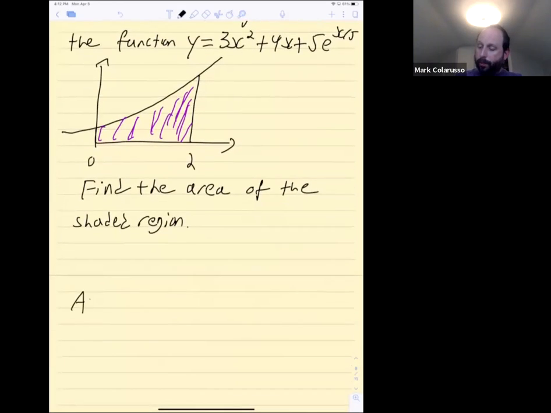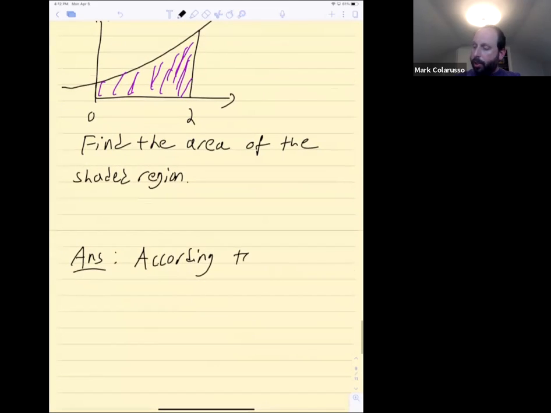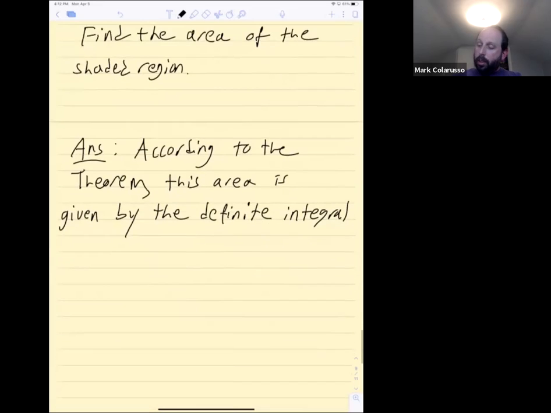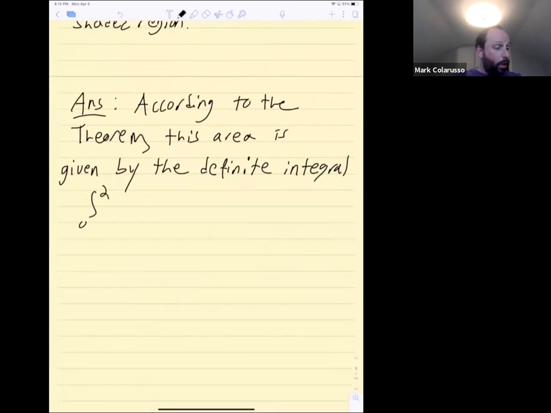So here's the answer. According to the theorem, this area is given by the definite integral from 0 to 2 of 3x squared plus 4x plus 5 e to the x over 5 dx.